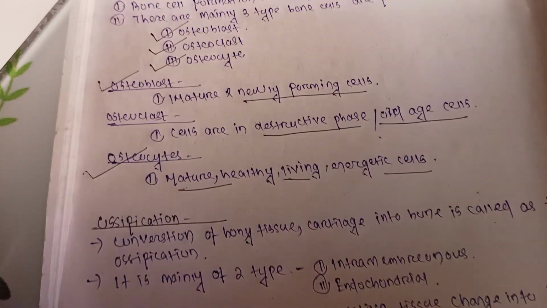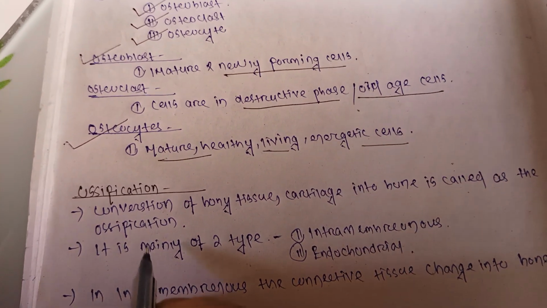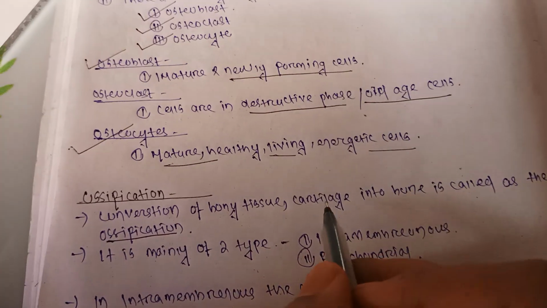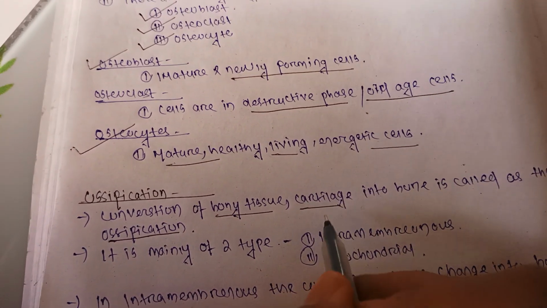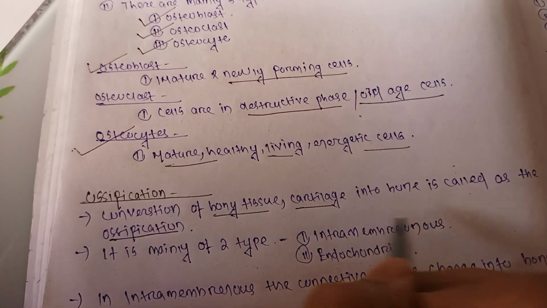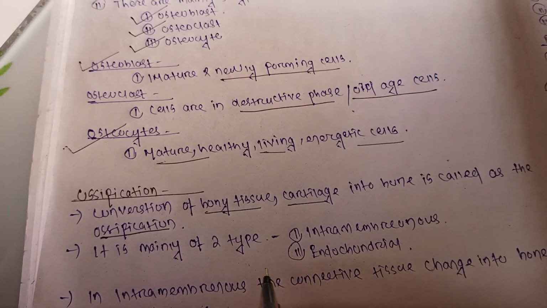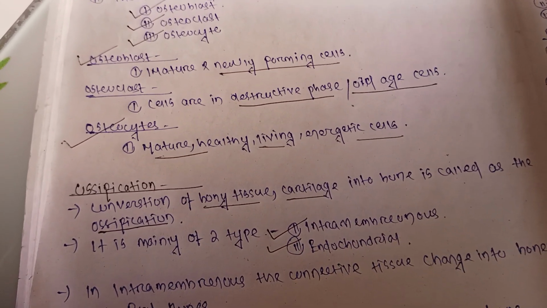Next, what is ossification? Ossification is the process of formation of the bone. Bone is formed from bony tissues and cartilages. From the cartilage and from the tissue the bone is formed; that is called ossification. Ossification is mainly of two types: intramembranous and endochondral.